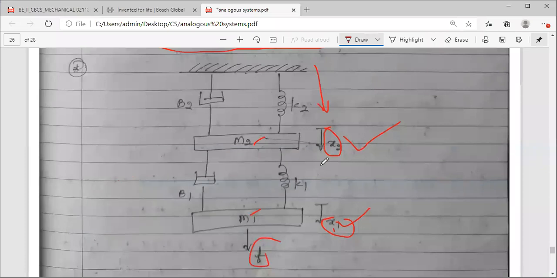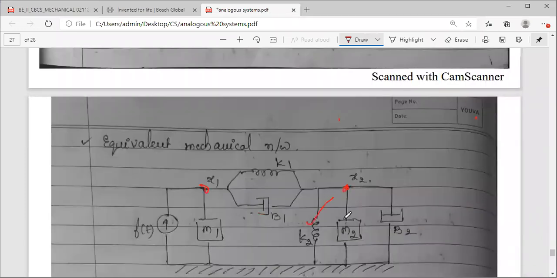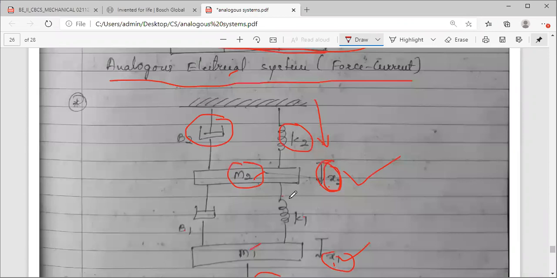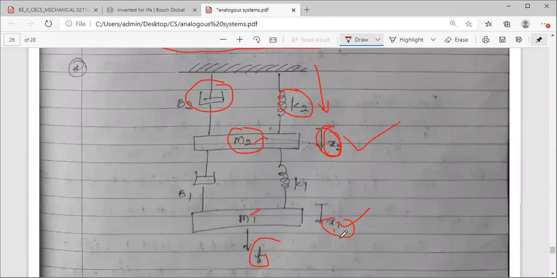Now the second step: identify how many elements are associated with each node. Let me start with X2 itself. How many elements are associated with X2? You have K2, you have B2, you have M2. So 3 elements are connected. No doubt K1 and B1 are also there, but they are shared, both ends are free to move. Hence 3 elements I have to consider for the X2 node. You have the X2 node, and the 3 elements I have drawn in parallel: K2, M2 and B2.